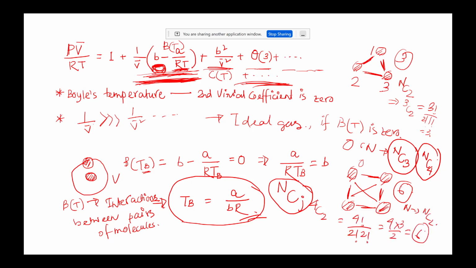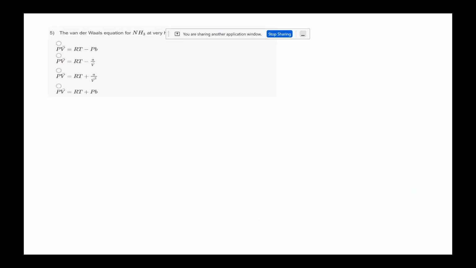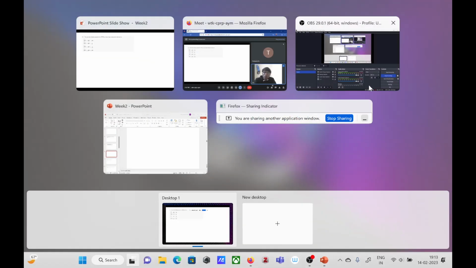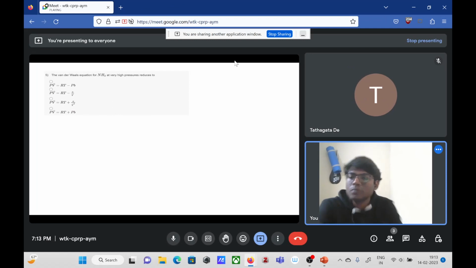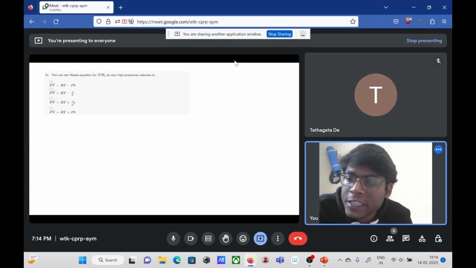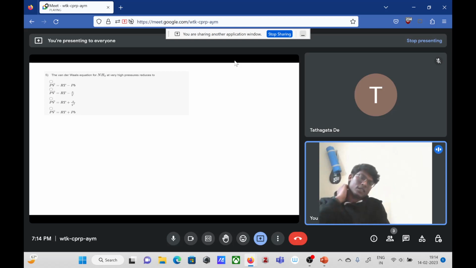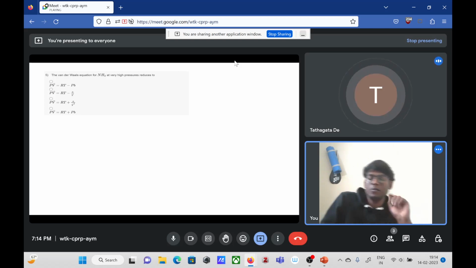Okay. So here is a question. The van der Waals equation for NH3 at very high pressure reduces to PV' = RT − PV, PV' = RT − a/V', PV' = RT + a/V'^2, PV' = RT + Pb. What is your answer, or do you want to do it? Because I have given you.